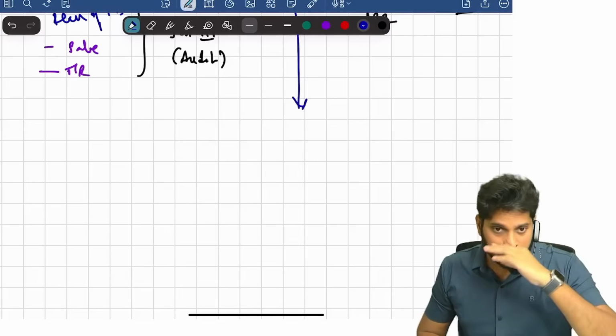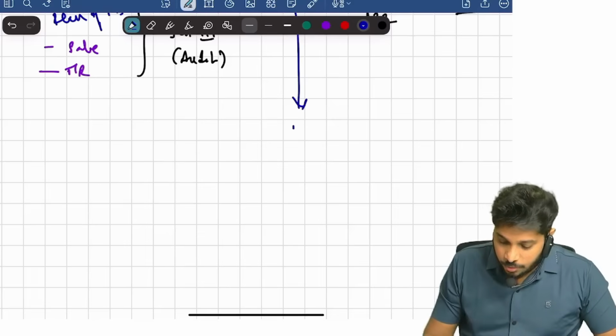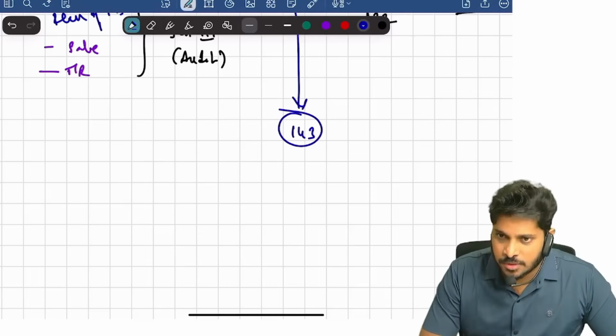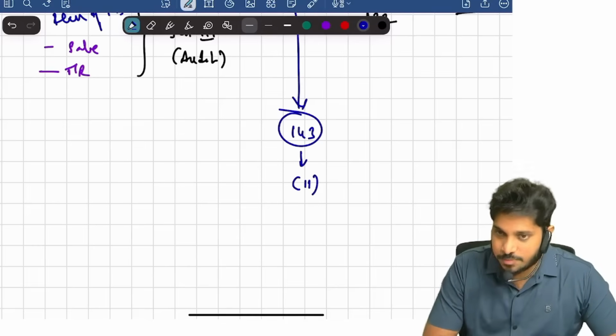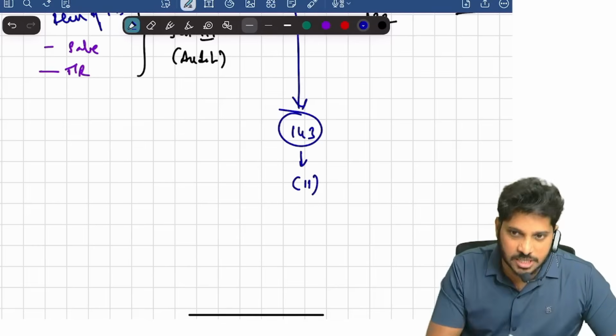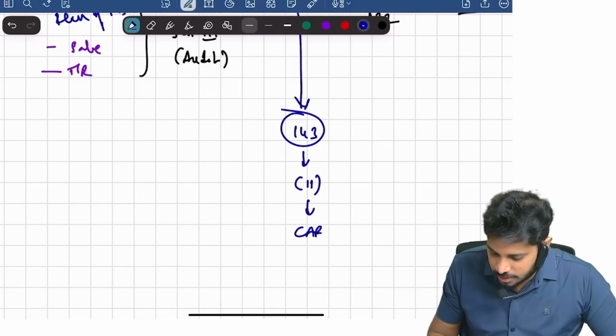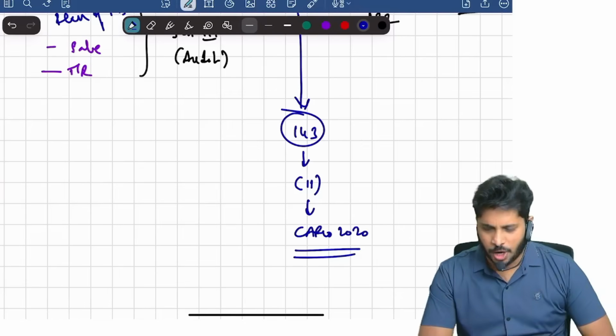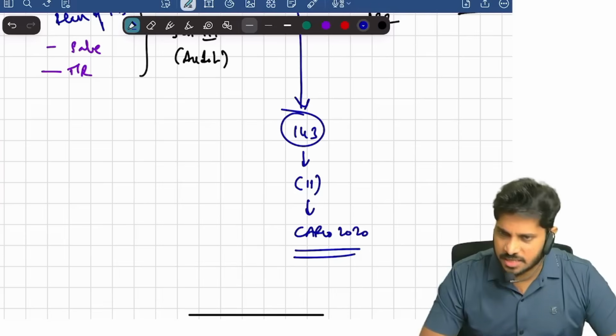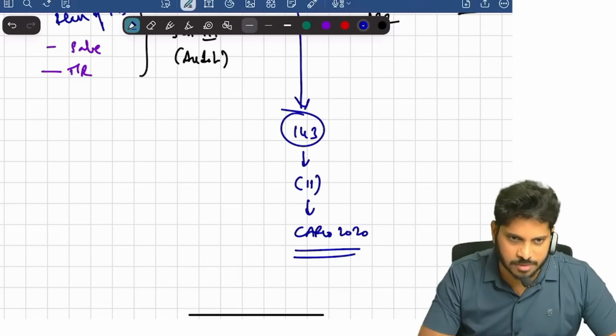Now you have so many sections, right? One of the sections is 143. Within this 143, one of the subsections is 11, and that 11 is nothing but Caro 2020. Almost in every attempt they are asking a minimum 5 to 7 marks question from Caro.